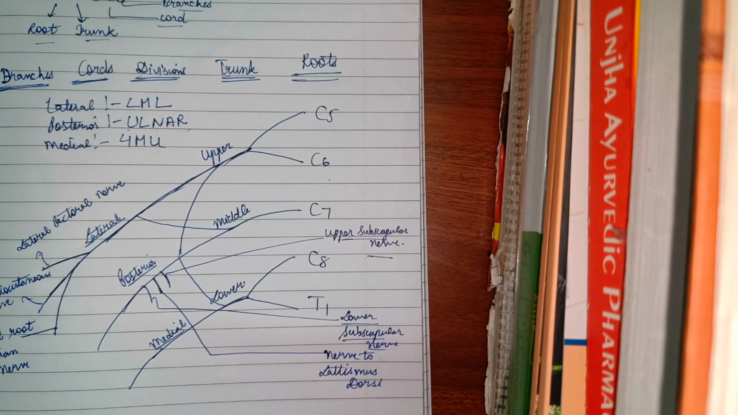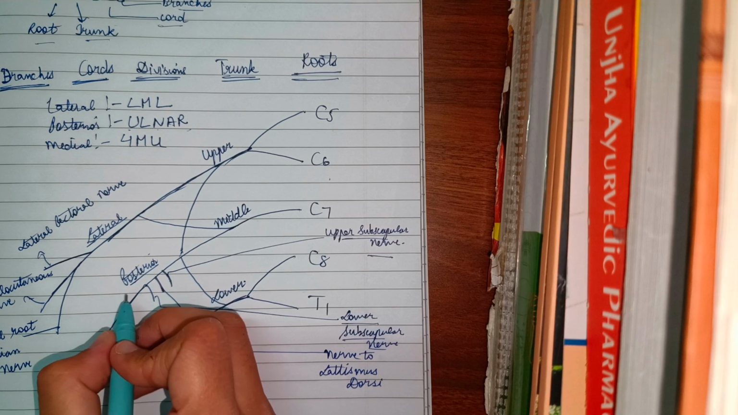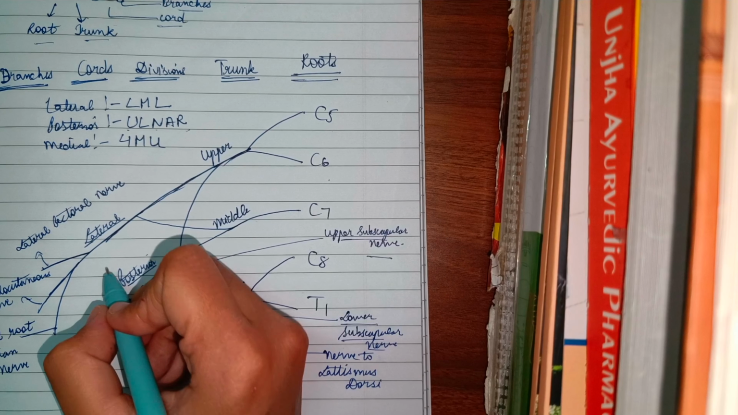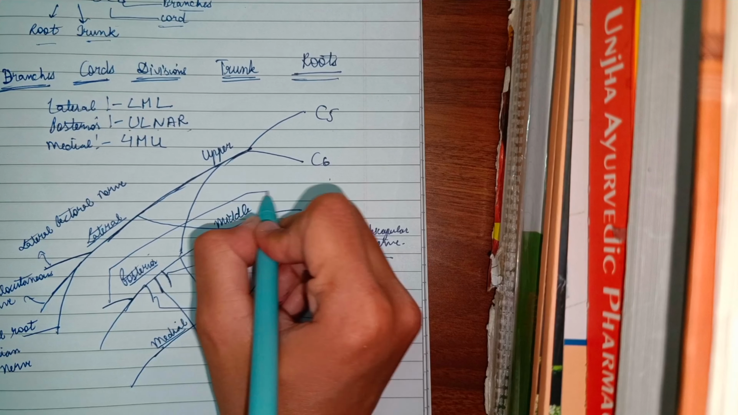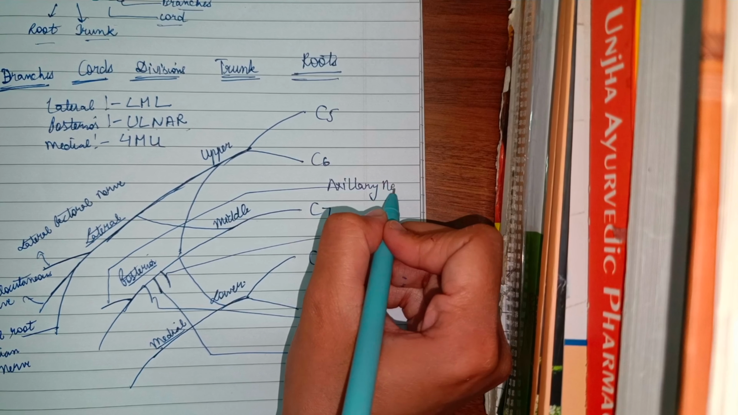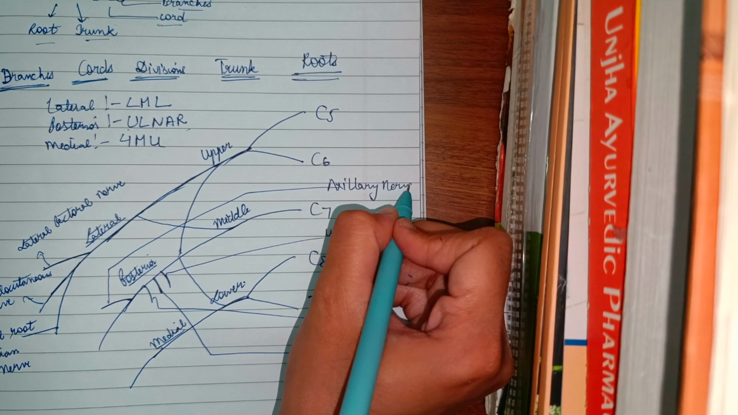Now from A it is axillary nerve. Axillary nerve you have to make upwards. So I know it's a bit messy. I will show you the clean diagram. This is axillary nerve. And R stands for radial nerve. This is our radial nerve.